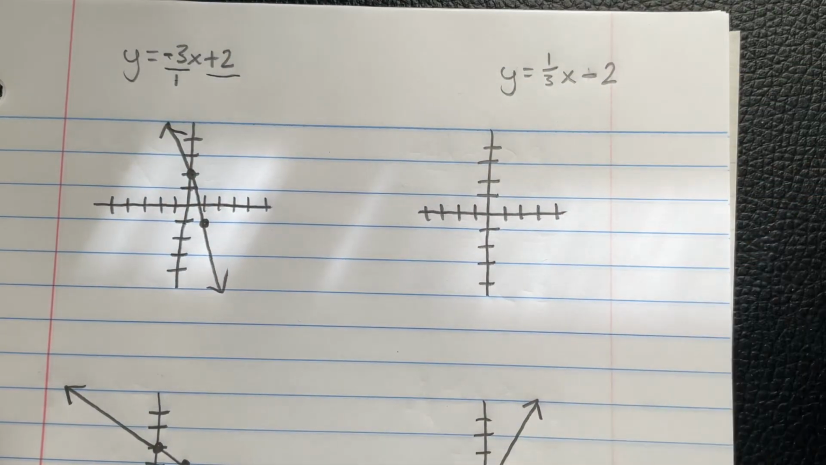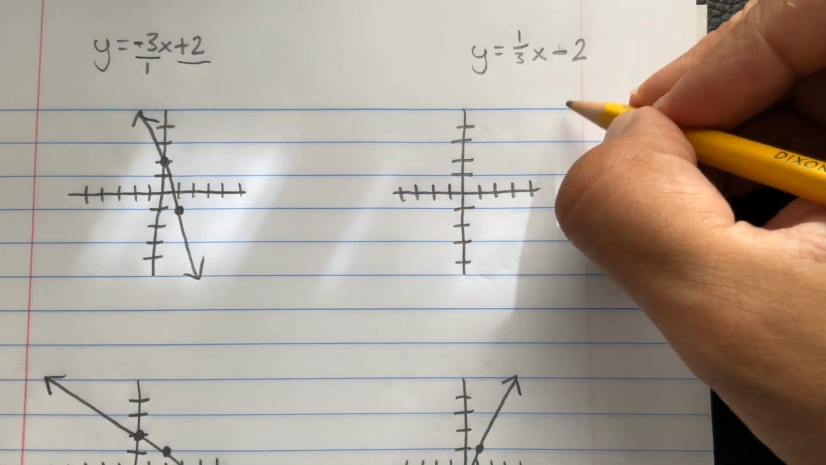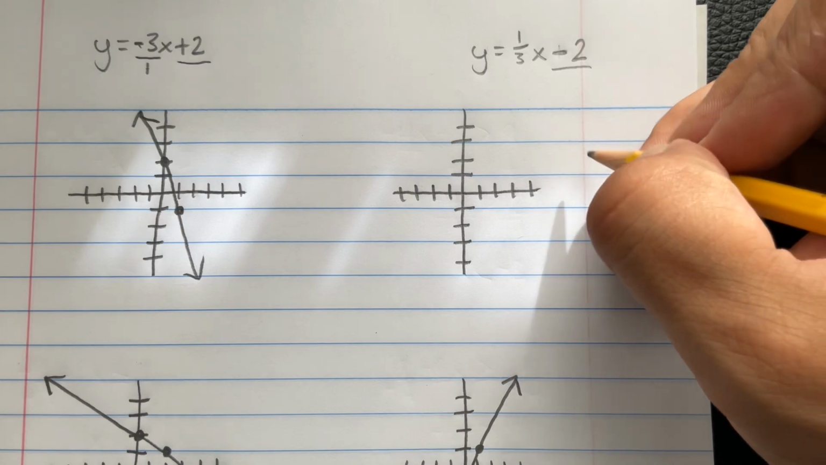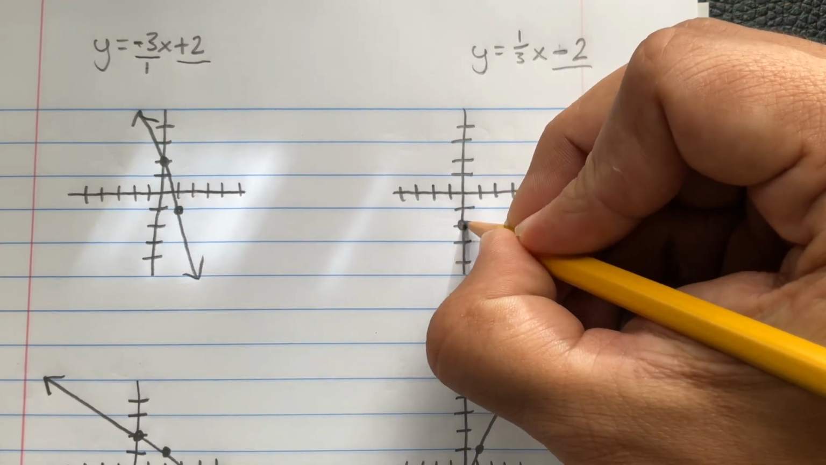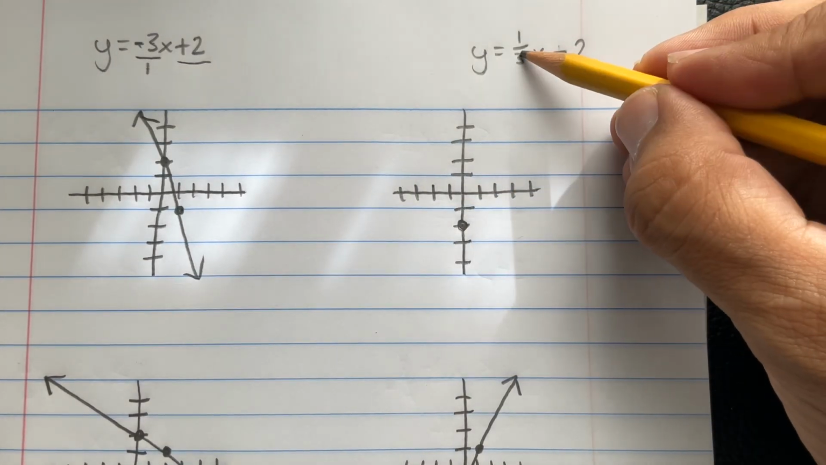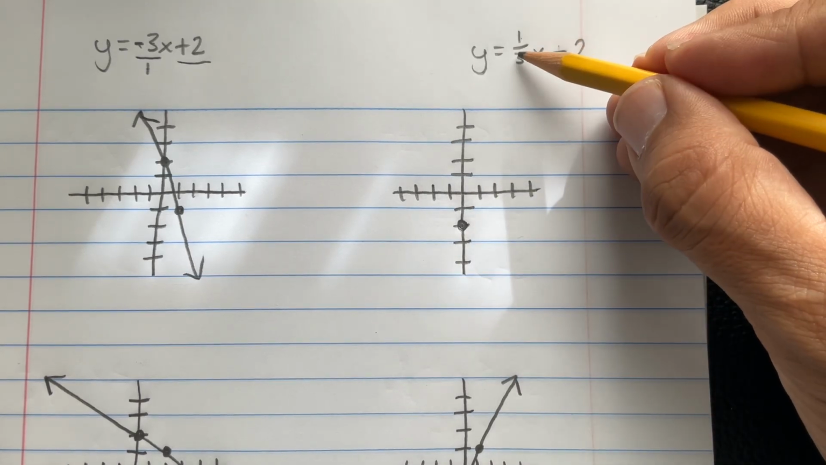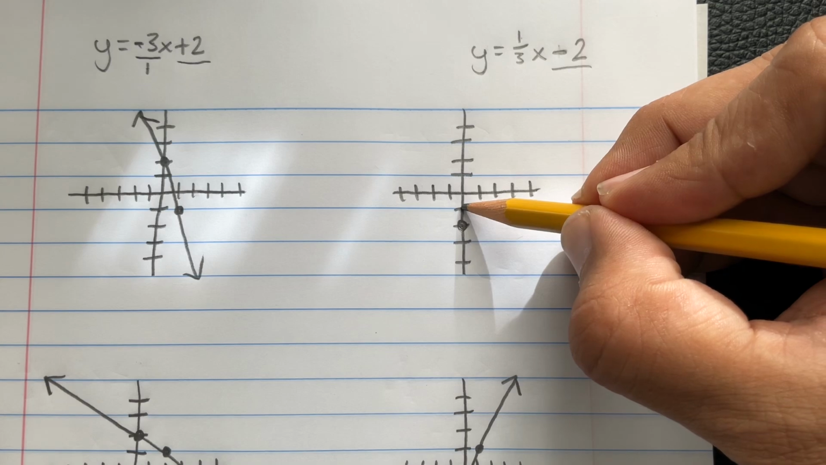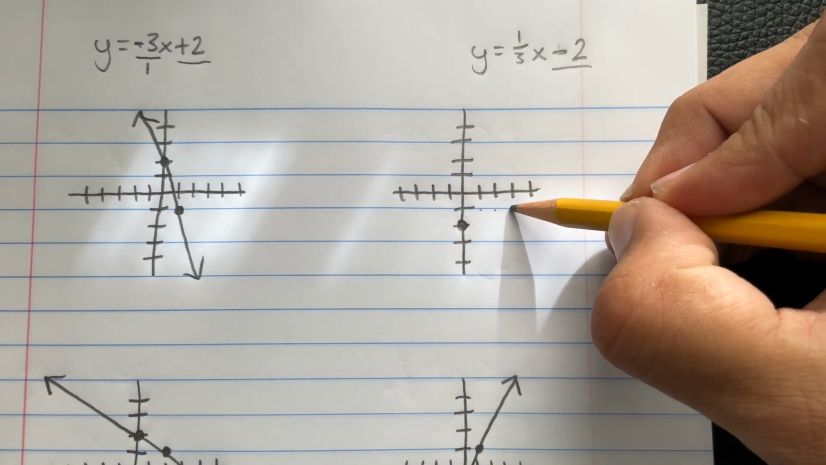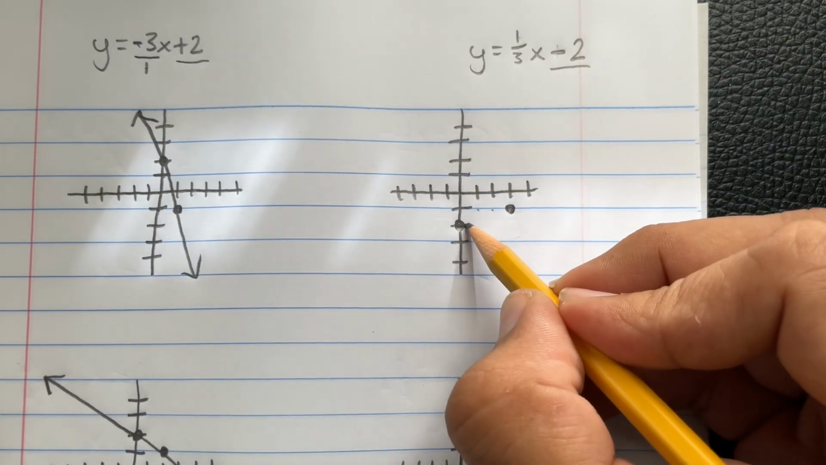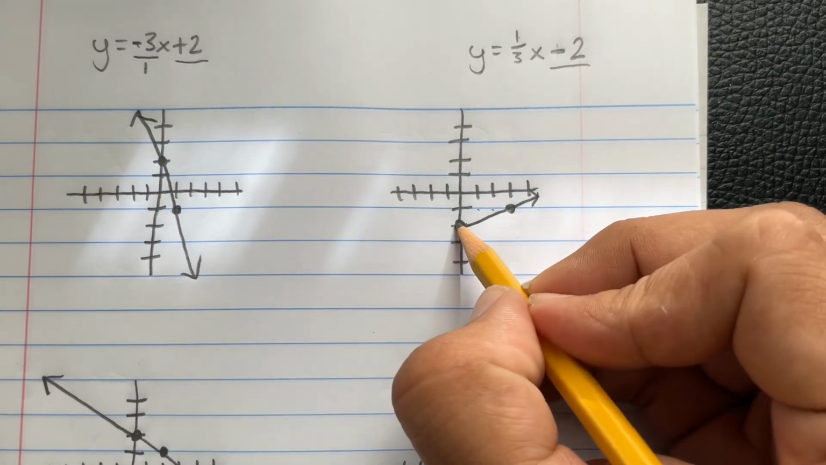It's graphed. Let's do this one. So this one, it says it starts on negative 2. So that is our height in the beginning. The slope is going to tell us how to find the next dot from here. So it's up 1 to the right 3. So up 1 to the right 3. And now you just connect them and you are graphed.